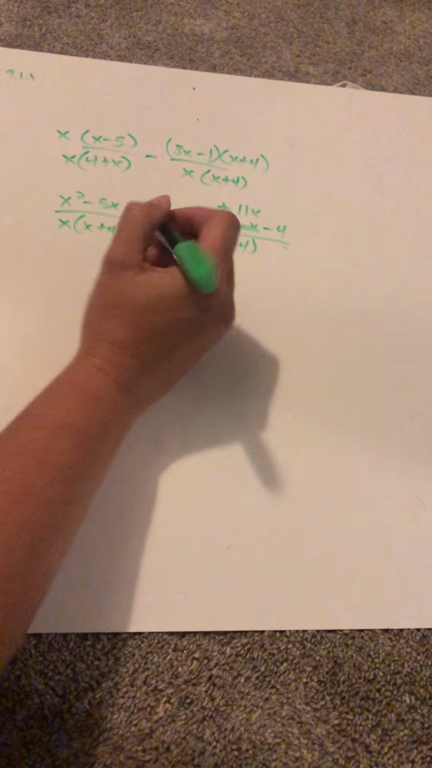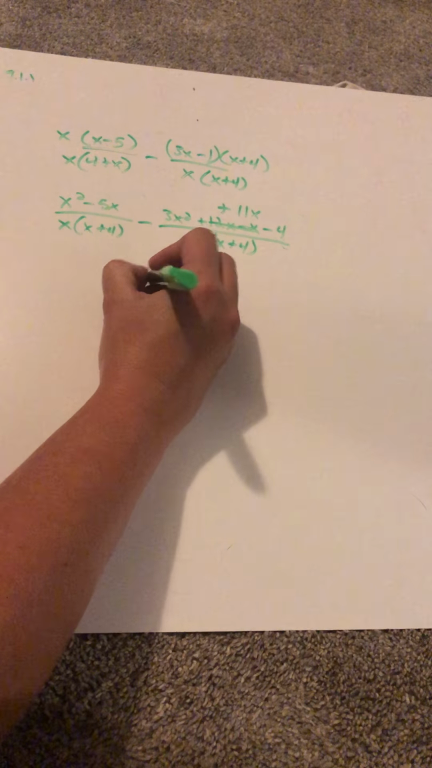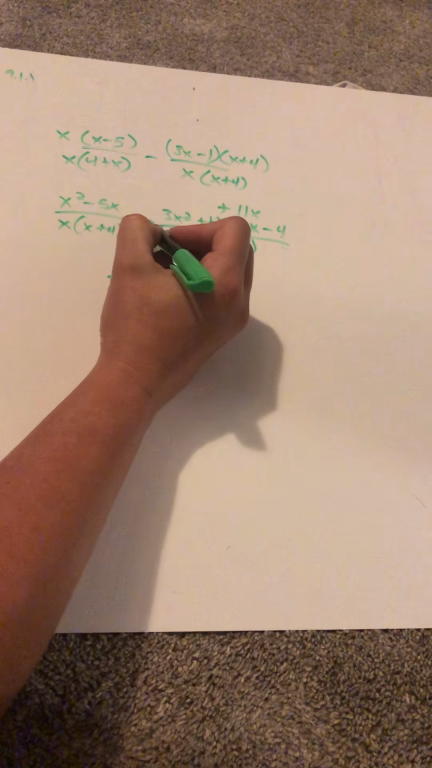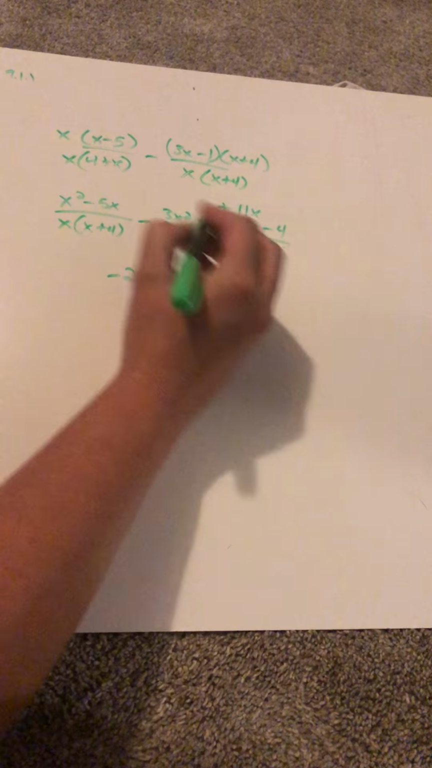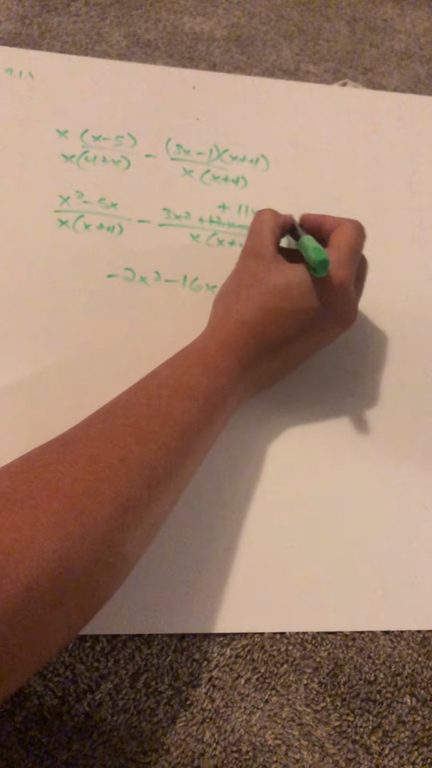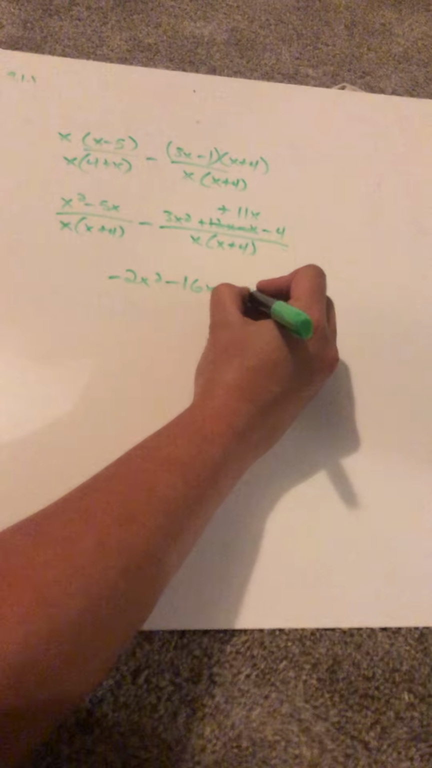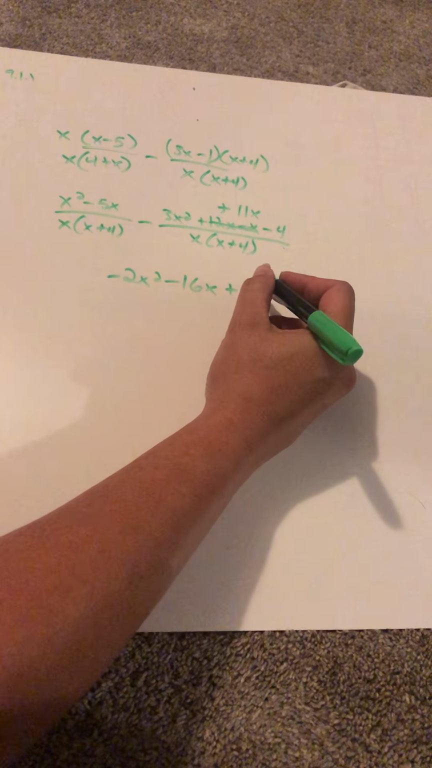So I've got x squared minus 3x squared, which makes negative 2x squared. I have negative 5x minus 11x, which becomes negative 16x. I have negative 5x minus negative 4, so that becomes plus 4. Okay.